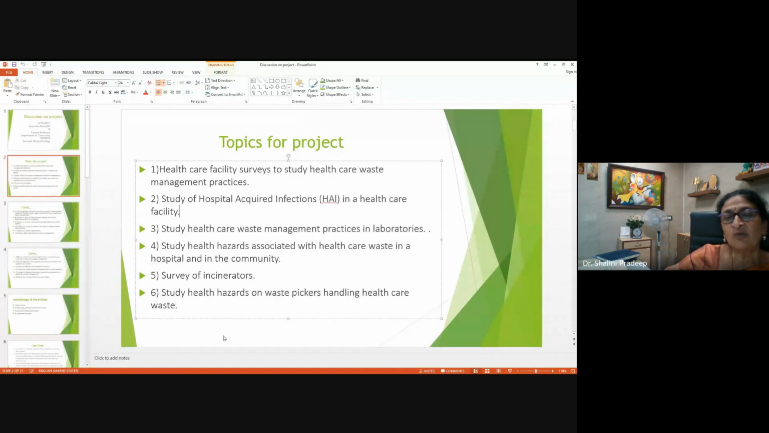Then I also told you, study health hazards on waste, because this was already completed in topic 4, right? It could be the general population also, the people living in that particular area. So here it is specific. In the sixth topic, it is more specific. We are actually limiting them to the waste pickers, right?